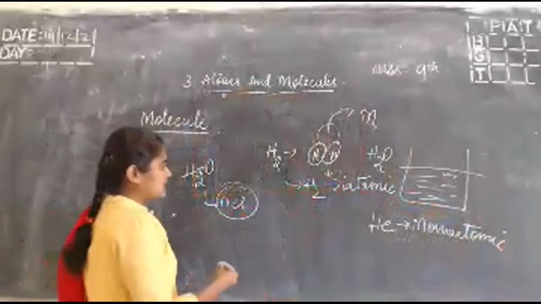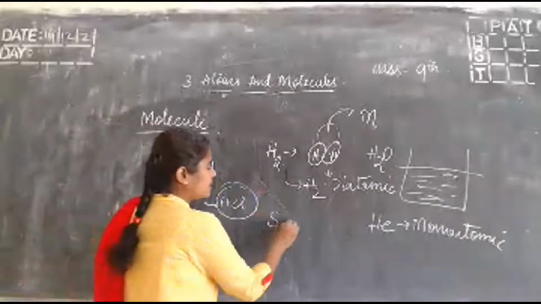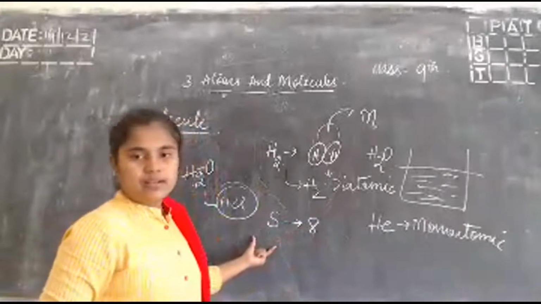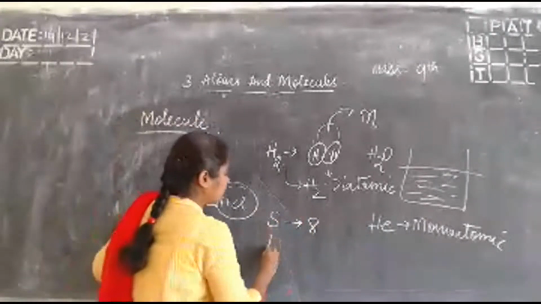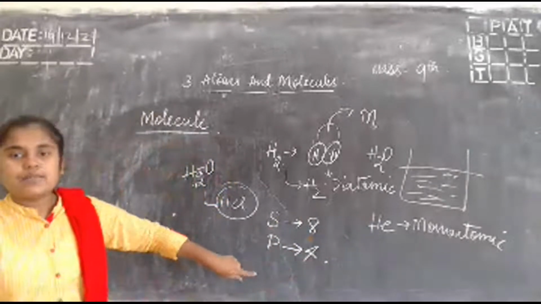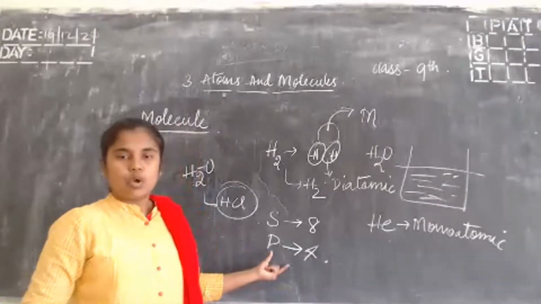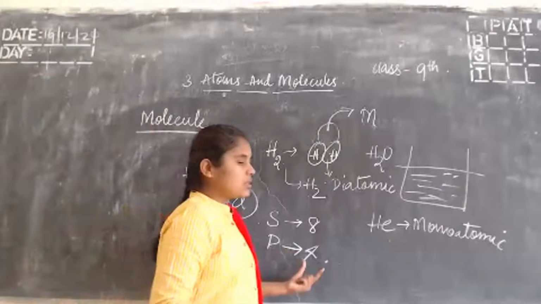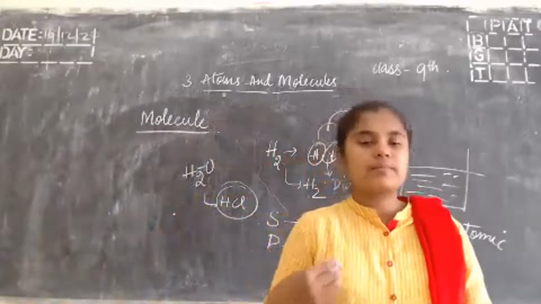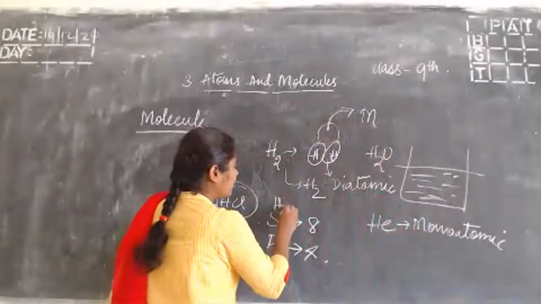If you take an example of sulfur, which has an atomicity of 8, it has 8 atoms in a sulfur molecule. Then if you take phosphorus, which has an atomicity of 4, this says that the atoms present in the phosphorus molecule are 4. So the number of atoms constituting a molecule is called atomicity. If you take H2, the atomicity would be 2.